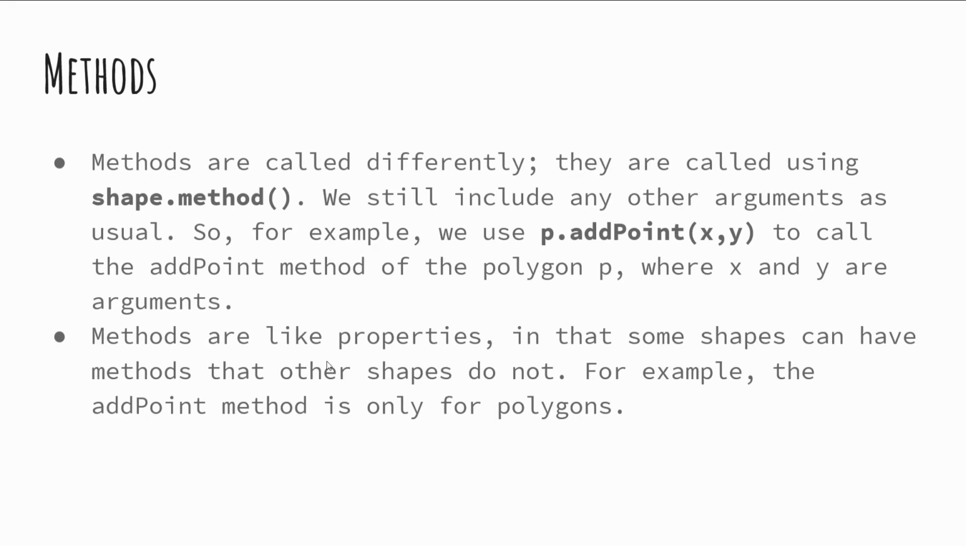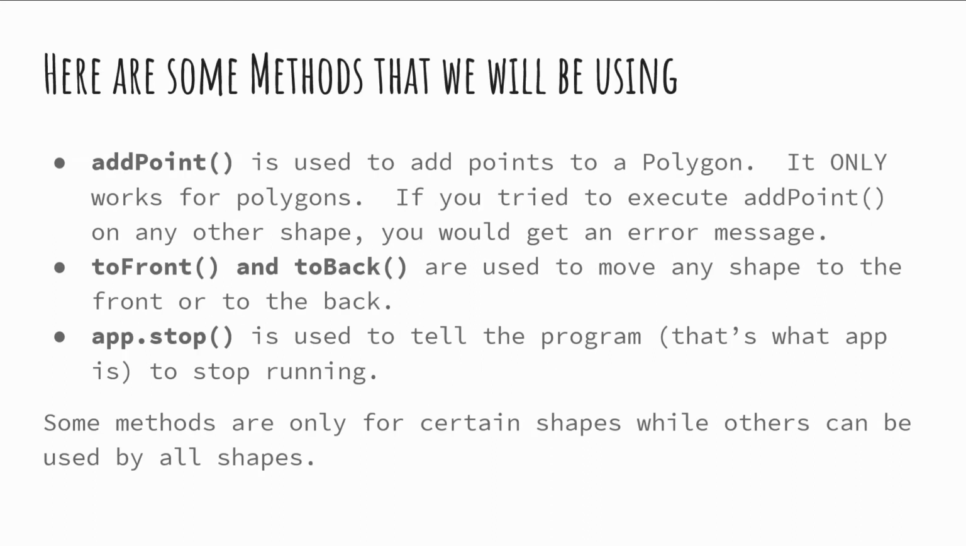So what we're going to be doing in CMU to start is not necessarily writing our own methods like we did with some of the functions. We're just going to be using some methods that exist already within the CMU Academy framework, right? So here are some that we're going to start off by using. So the first one we've already talked about is called add point, right? Add point will add a point to a polygon, okay?